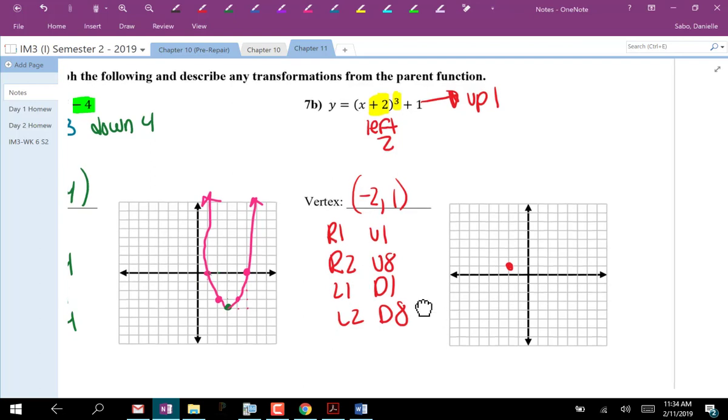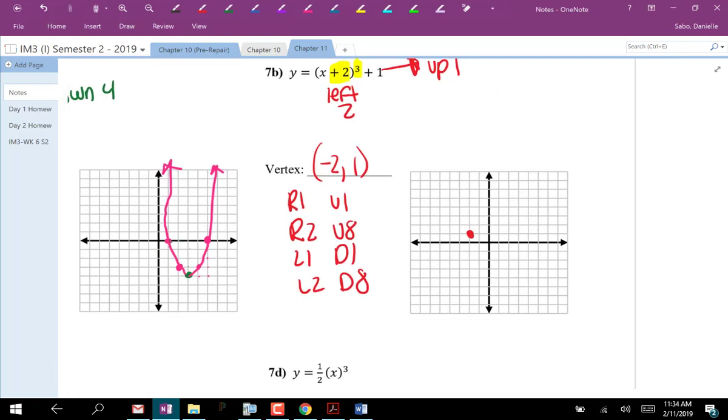Okay, from the red point, that's where we use the pattern. So from the red point, right 1, up 1. From the red point, right 2, up 1, 2, 3, 4, 5, 6, 7. It's like right there. It's not really on the graph. From the red point, we go left 1, down 1. From the red point, we go left 2, down 1, 2, 3, 4, 5, 6, 7, 8.